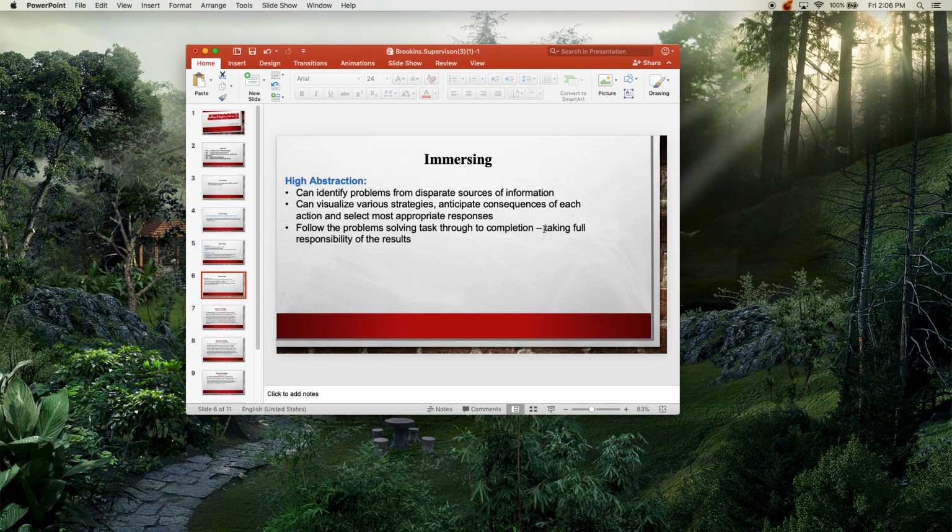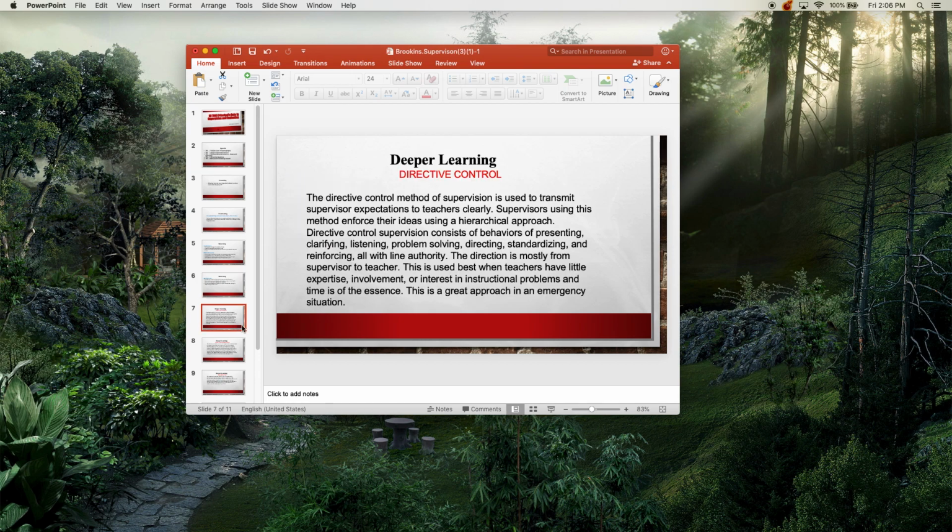As we talk about developmental levels of supervision, those levels are going to be dependent upon where the person that we're supervising is coming into the equation. Are they coming in at a low level of abstraction, or a medium level, or is it the highest level? So now this is what the support looks like. The first approach is what we call directive control.